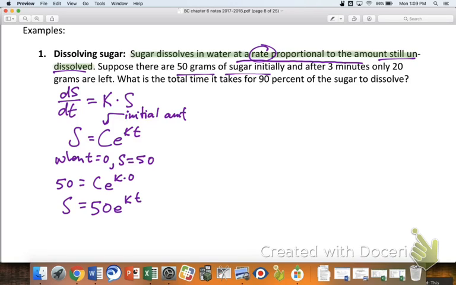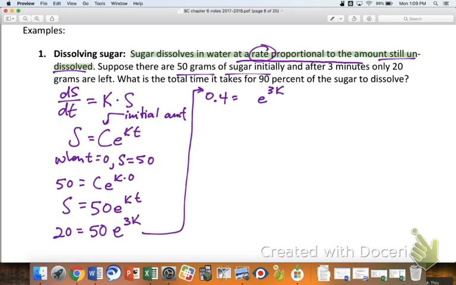Not yet. You've got to plug in first. Yep, the 3 and the 20. After 3 minutes, only 20 grams are left. So it'd be 20 for S equals 50e^(3k). That's another condition that'll help us find k. You divide both sides by 50, and you get 0.4 equals e^(3k).